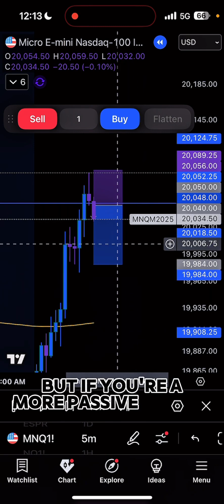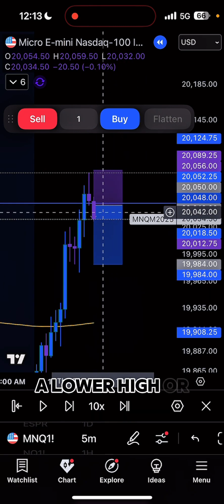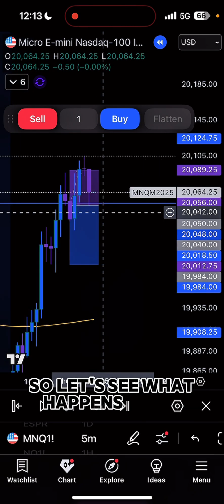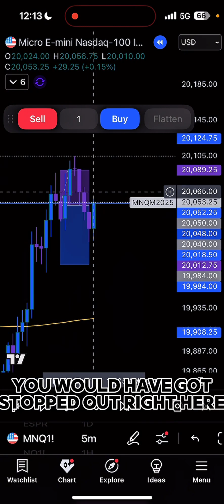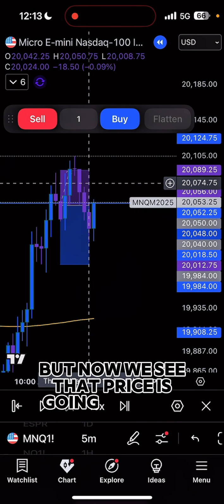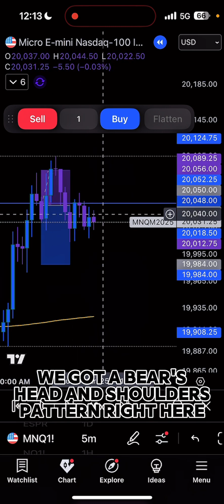But if you're a more passive trader, you can wait for the retest or a lower high or something like that. So let's see what happens. Again, see what would have happened if you were an aggressive trader. You would have got stopped out right here. But now we see that price is going to make some type of move. We got a bearish head and shoulders pattern right here.